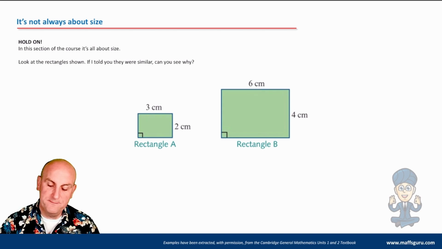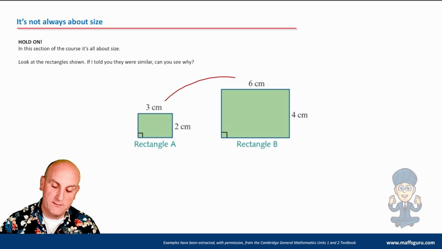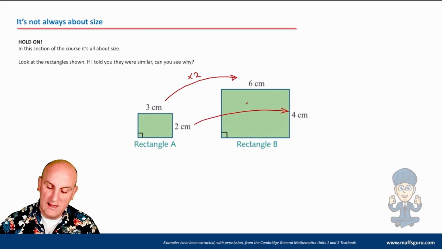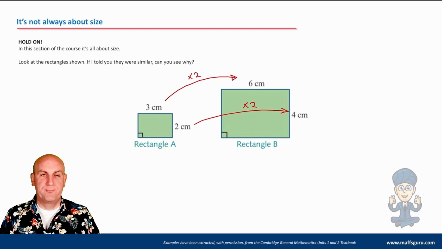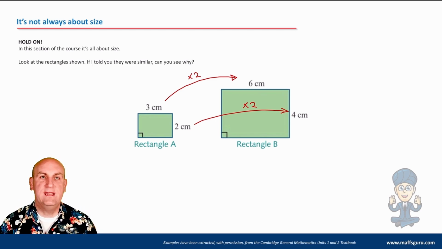Now again, I know from maths that because my 2 times tables are pretty good, I've timesed that by 2, and I know that to go from 2 to 4, I've also timesed by 2. But what if they give me crazy numbers? There must be a way to find out this scale factor of enlargement.